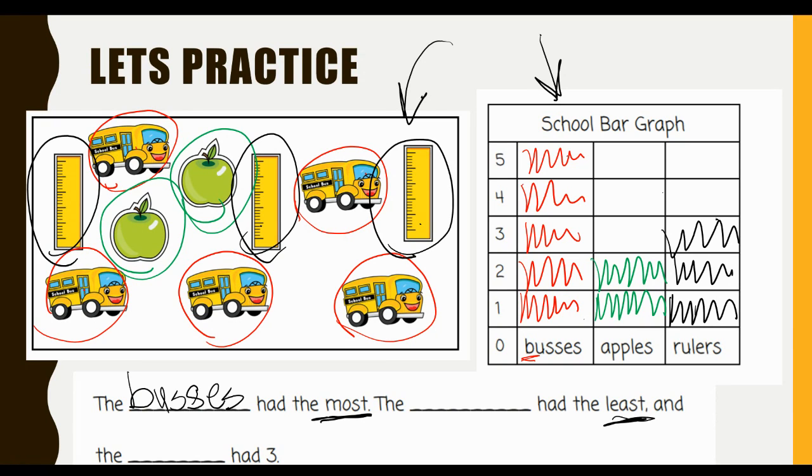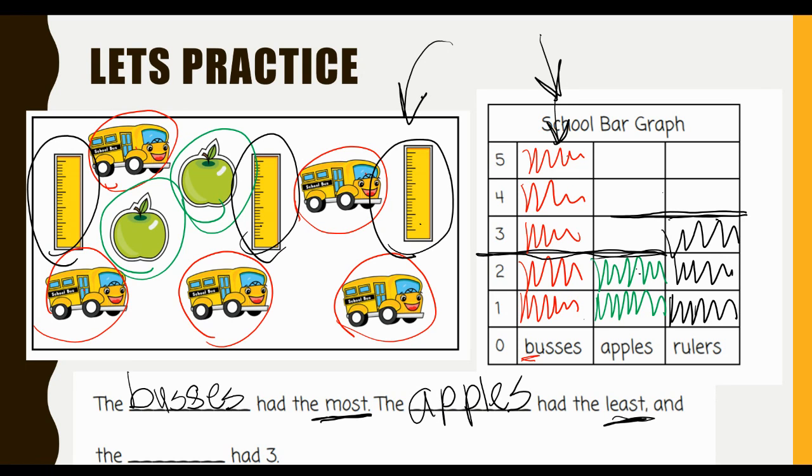Which one had the least? Remember, least means smaller, least means little. So which one had the least? Well, we can look at our bar graph. This one goes all the way to the top. This one goes right here, so it's close, but look, this one doesn't have anything here, and this is where this one ends. So apples had the least.